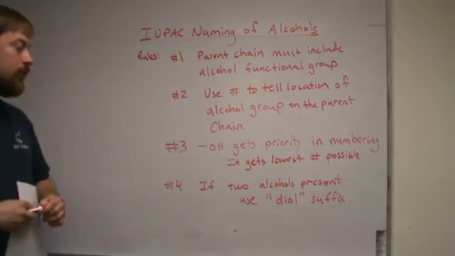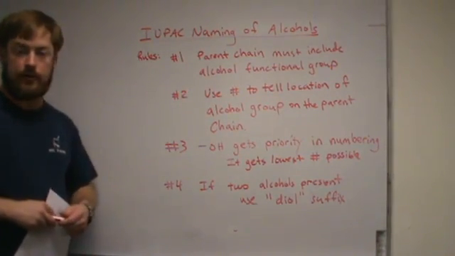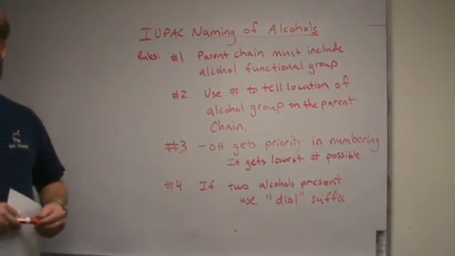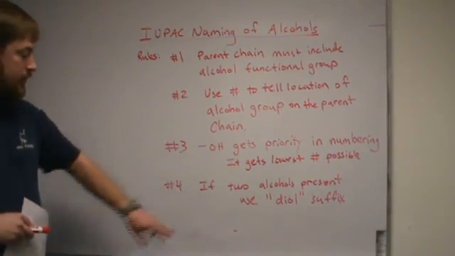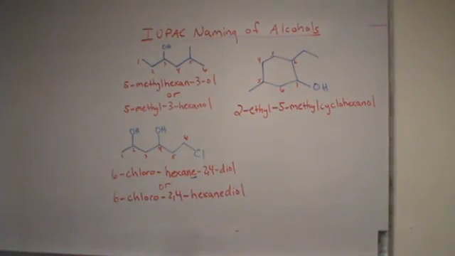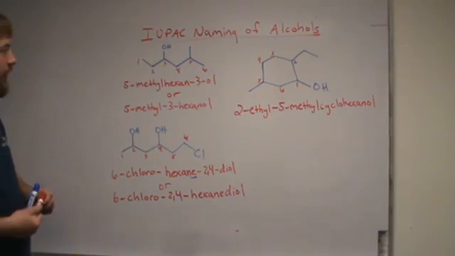And number 4, if 2 alcohols are present, just like every other thing, instead of just using the suffix OL, you're going to add diol to the end of the name. So now the last part of naming alcohols, the IUPAC naming of alcohols. Let's remember the rules that we just erased off the board as we name these.